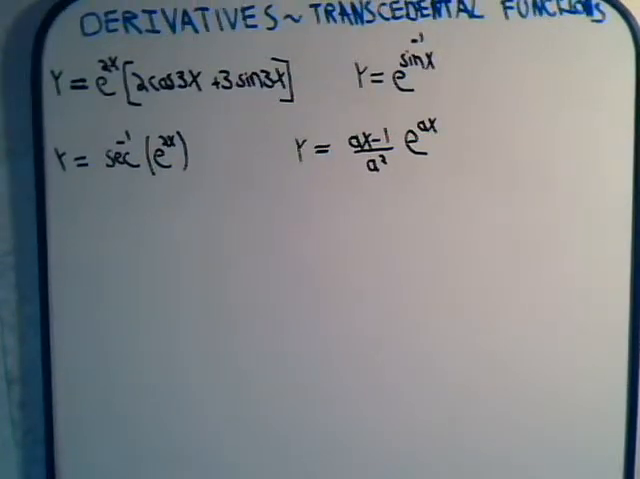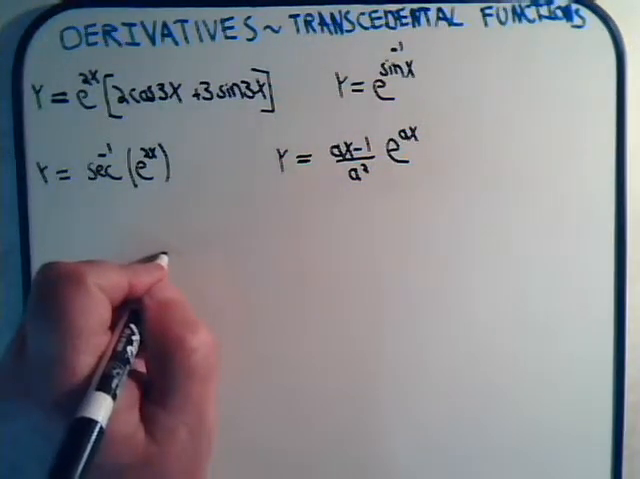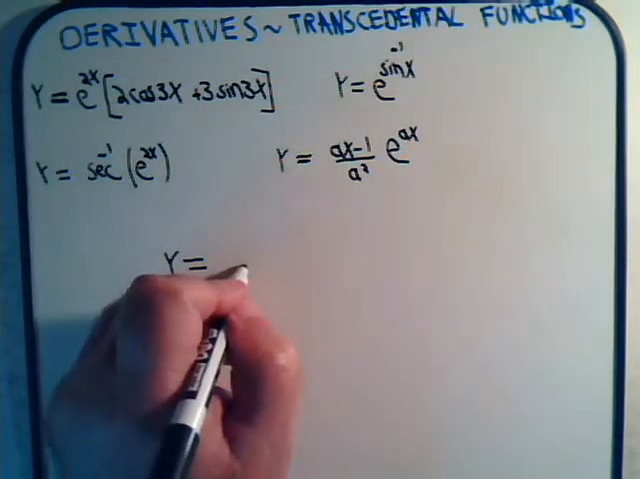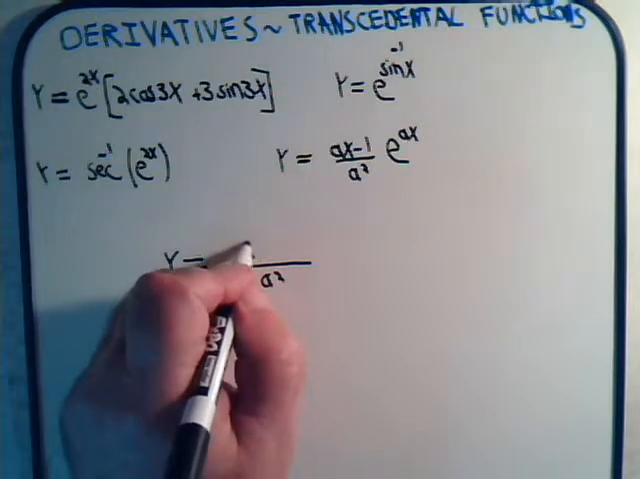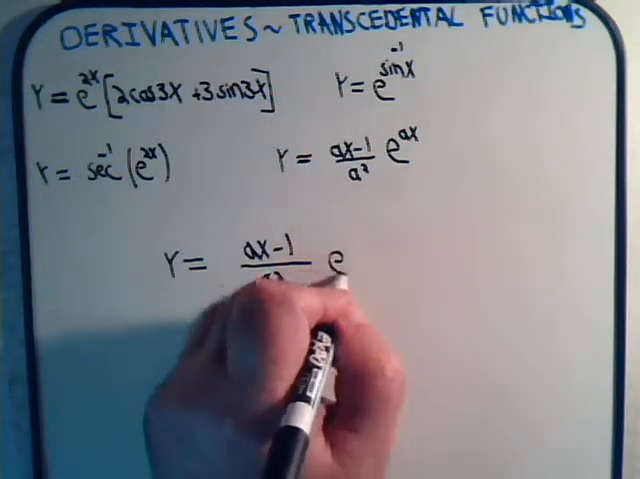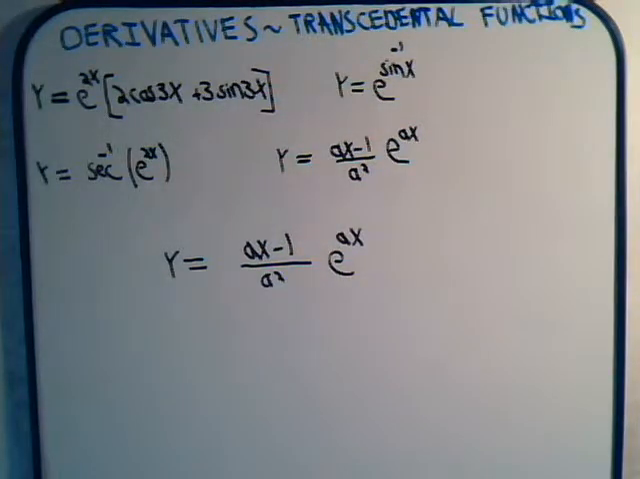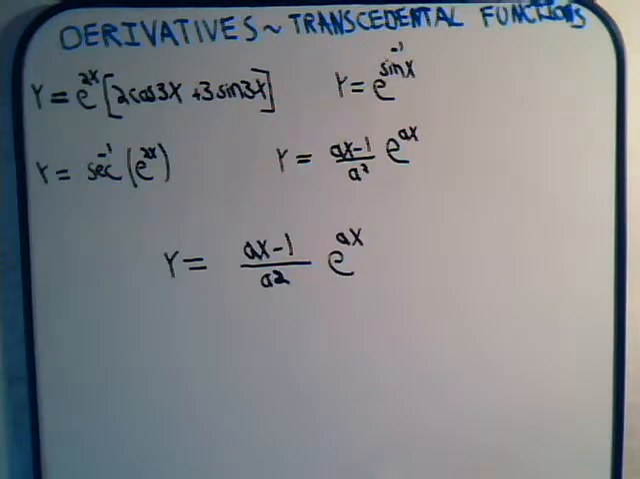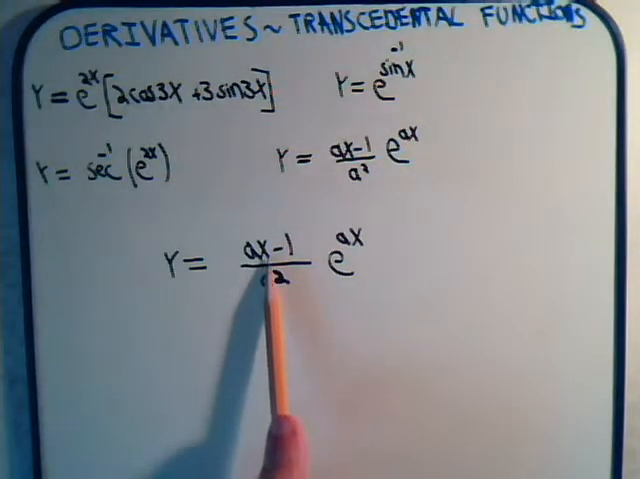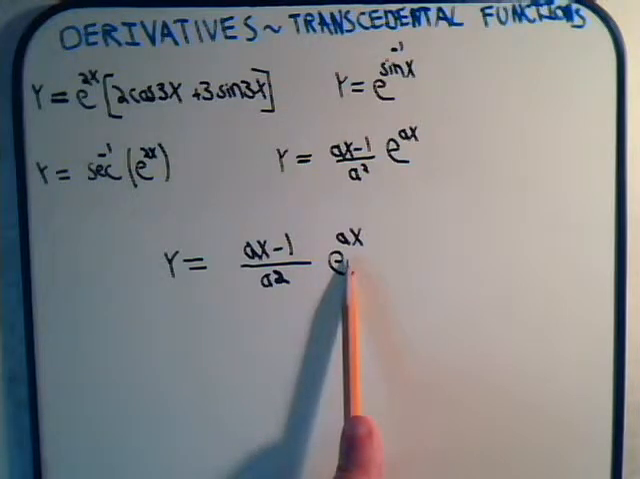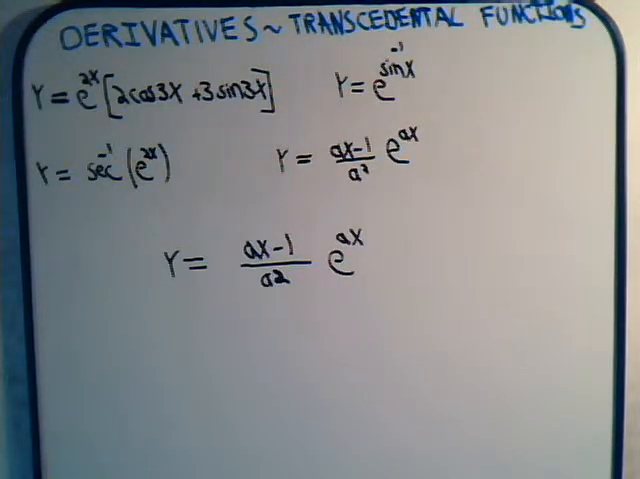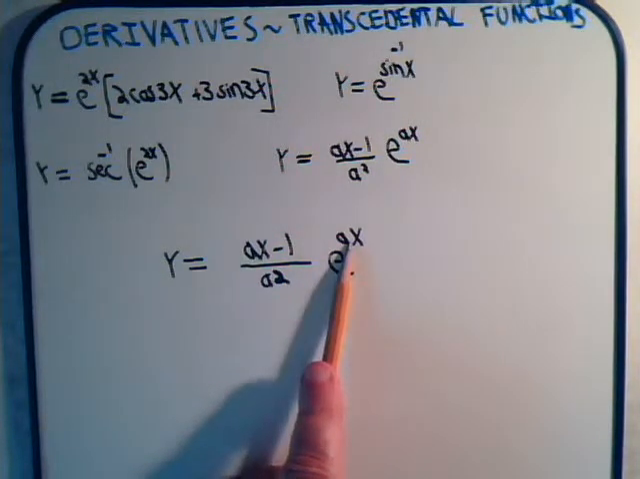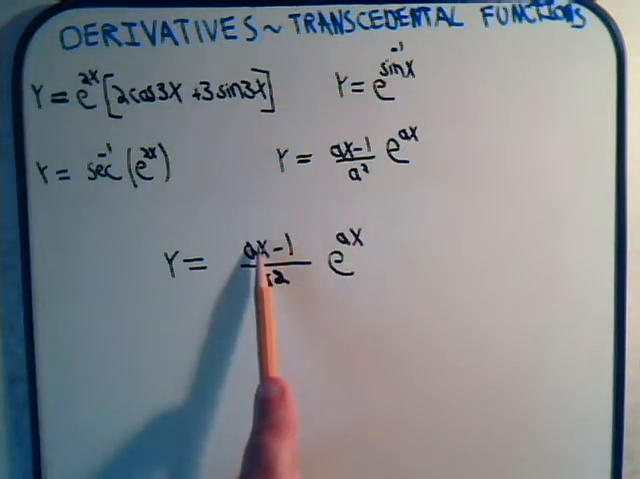Okay, and for our last problem we have this one: y equals (ax minus 1) divided by a squared, times e to the ax. Here a is just a constant. Okay, so dy/dx. Now, here we have some function of x times e to the ax, another function of x. So when we take dy/dx, we have to hold one of these constant and take the derivative of the other. Then we hold this one the same, and we take the derivative of the first one.